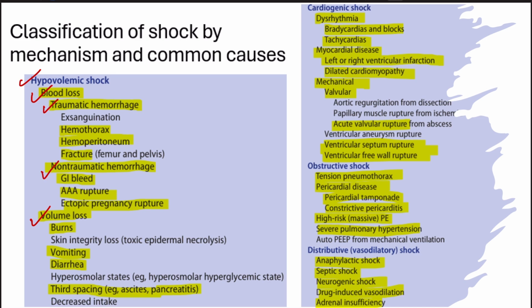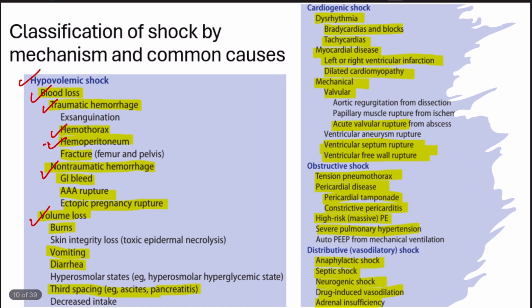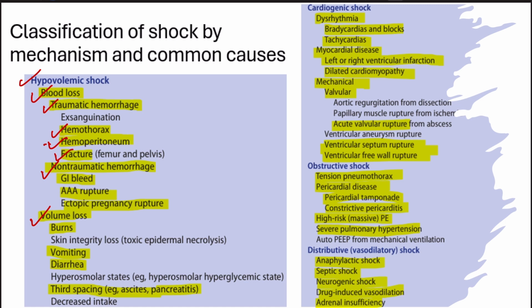Under traumatic hemorrhage, we have hemothorax, that is presence of blood in the thorax. Then we have hemoperitoneum, that is presence of blood in the peritoneum, and then fracture can also lead to loss of blood, that is, it can lead to bleeding. Then we have non-traumatic hemorrhage. Under that we have GI bleed. Then we have abdominal aortic aneurysm rupture, or we can also have ectopic pregnancy rupture.